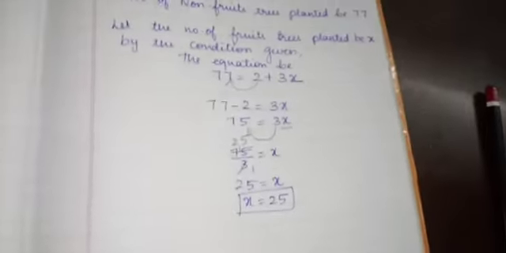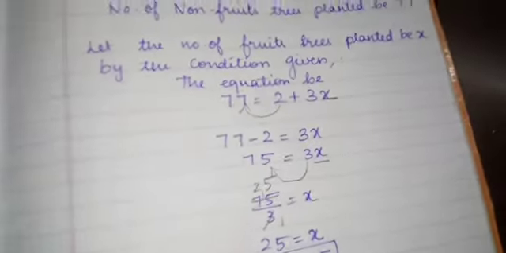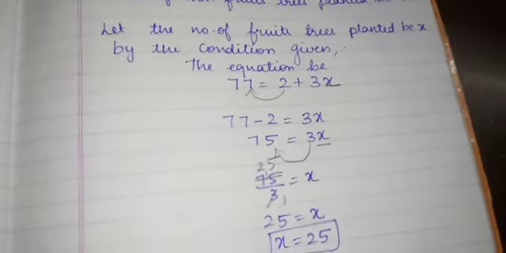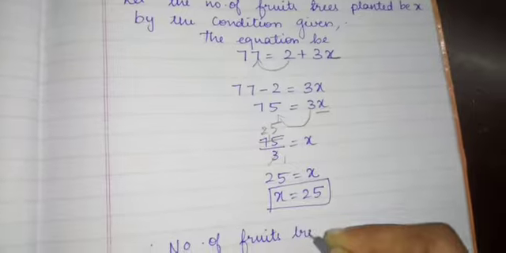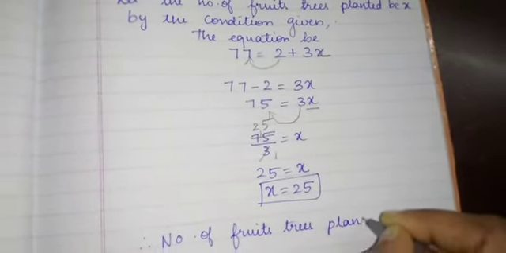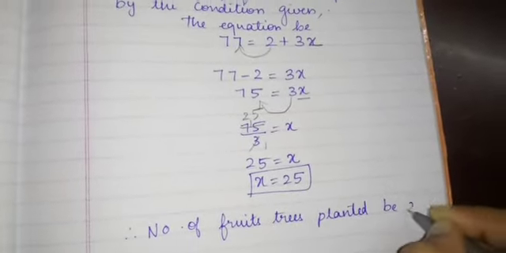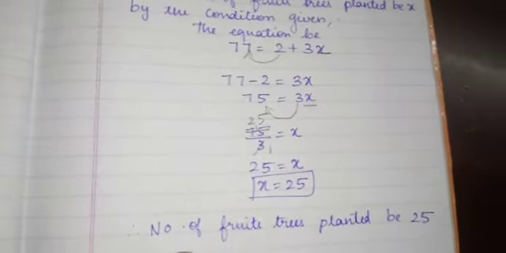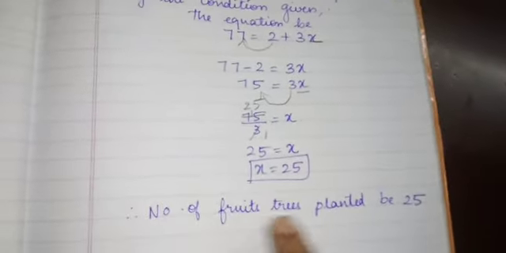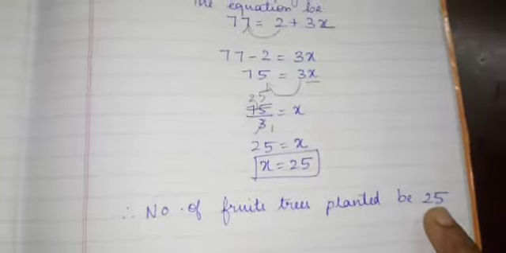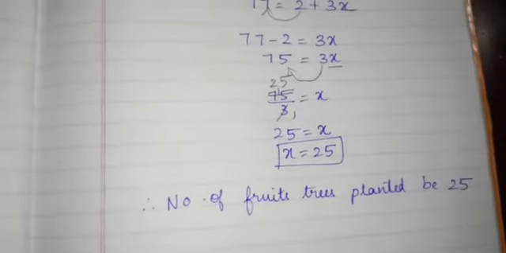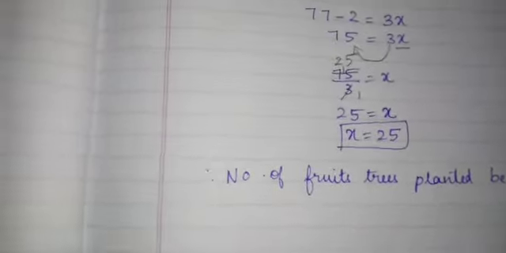So what is actually the value of x, children? The number of fruit trees. Okay, therefore the number of fruit trees planted be 25. Actually I have found out the number of fruit trees planted be 25. So non-fruit trees be 75, fruit trees be 25. Then your fourth problem is your homework. The fourth problem is just a riddle.